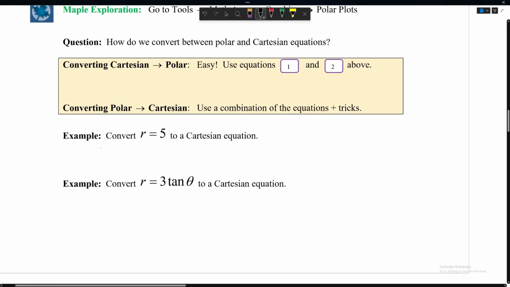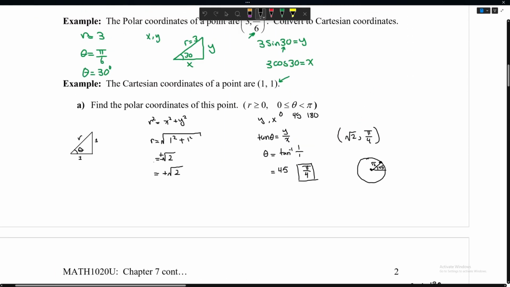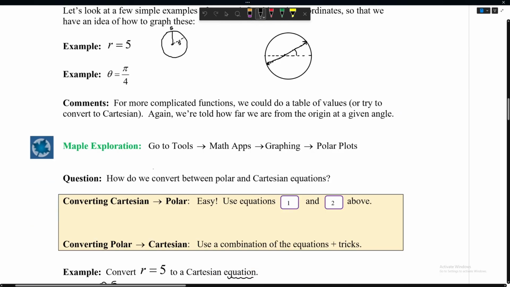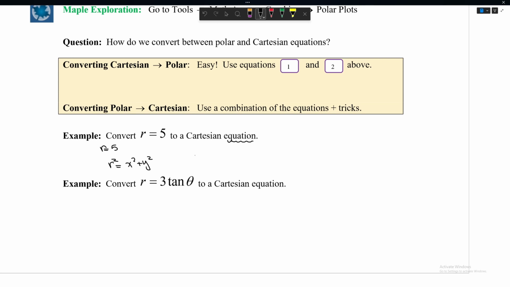So we're saying my r equals 5. How can I find a Cartesian equation? They're not looking for an answer. Remember, they're saying equation. And we know our equation from up here is r squared equals x squared plus y squared. Sub it in. So 5 squared equals x squared plus y squared. That is your Cartesian equation now in terms of y and x.